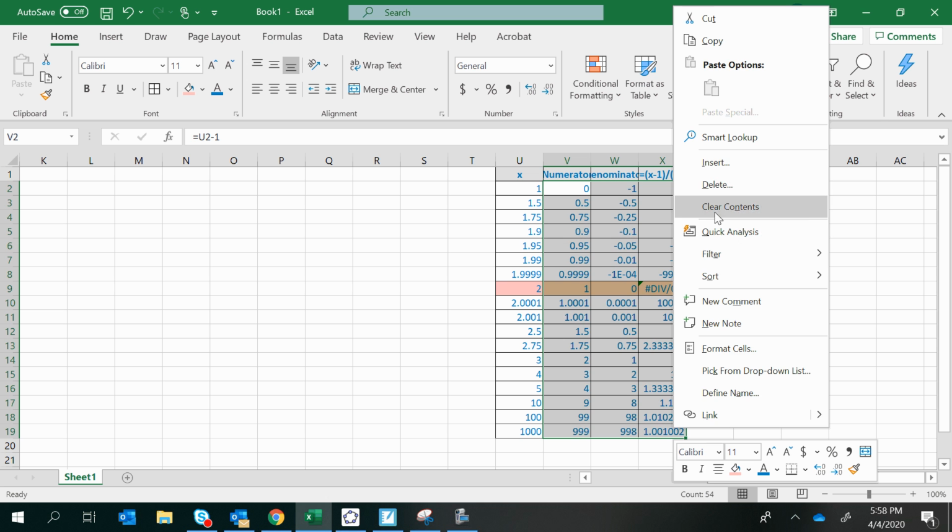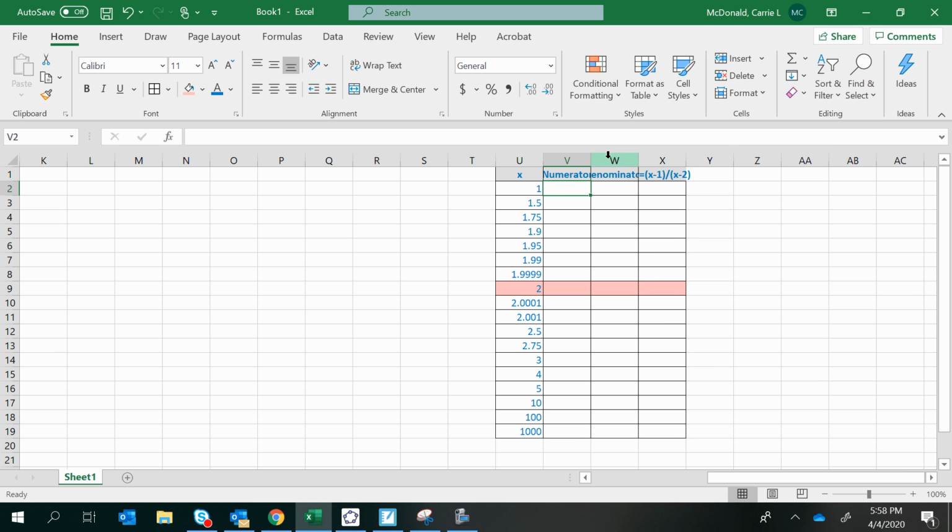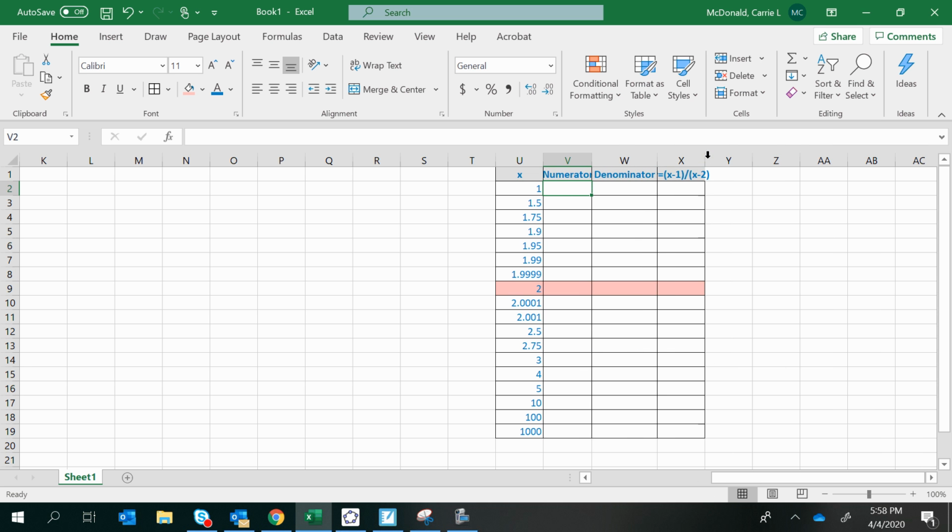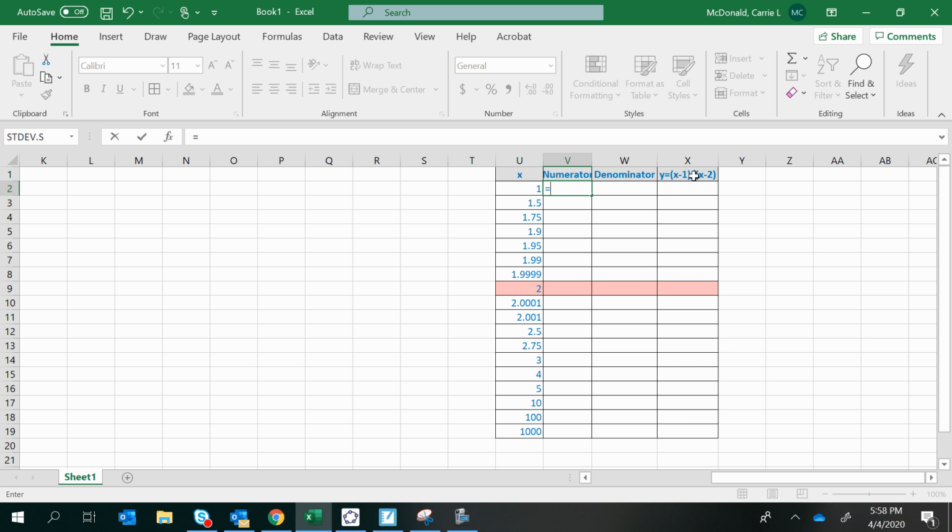And this time I'm going to show an even faster way. All right, so I'm going to put in equals. The numerator this time is x minus 1. So I'm going to click on the cell containing my x value, minus 1, enter. Now, instead of copying that down right now, I'm going to do all of these across, and then I'm going to copy all 3 at once. So I'm putting the equal sign, the x value minus 2 for the denominator, and then to get the y value, it's equals the numerator divided by the denominator, enter.